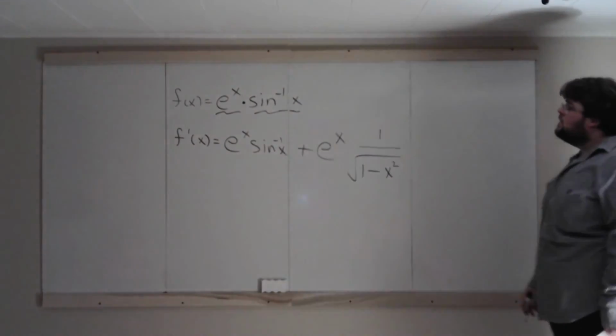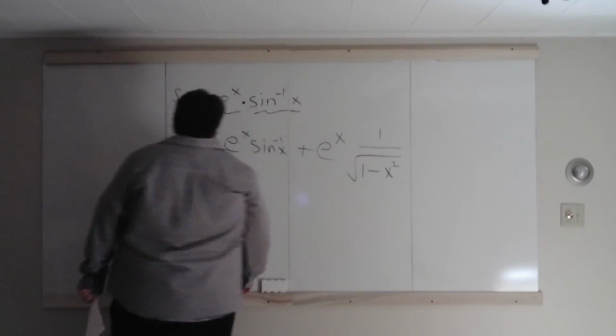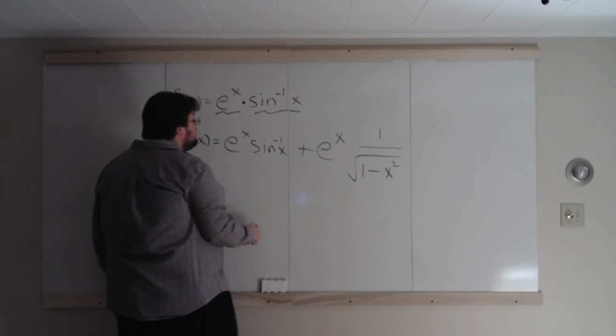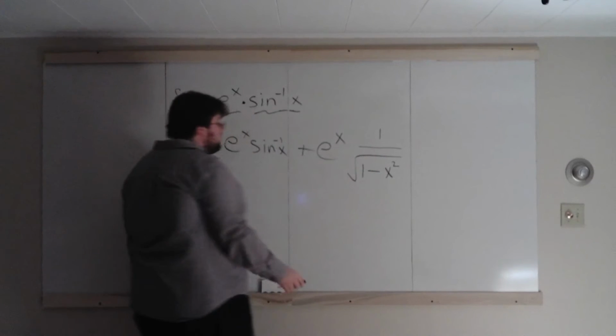I'm not going to. So here, let's check our work. We have the derivative of e to the x times the second plus e to the x times the derivative of the second.